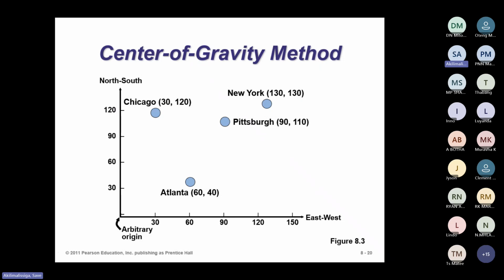properly. So here you have a center of gravity, I mean the different locations. Here you have Chicago, with its coordinate. So here we have 30 and 120. So 30 here represents the X coordinate for Chicago, and 120 represents the Y coordinate. Remember, each location must have two coordinates, the X coordinate and the Y coordinate. So the same applies for New York, Pittsburgh, and Atlanta.